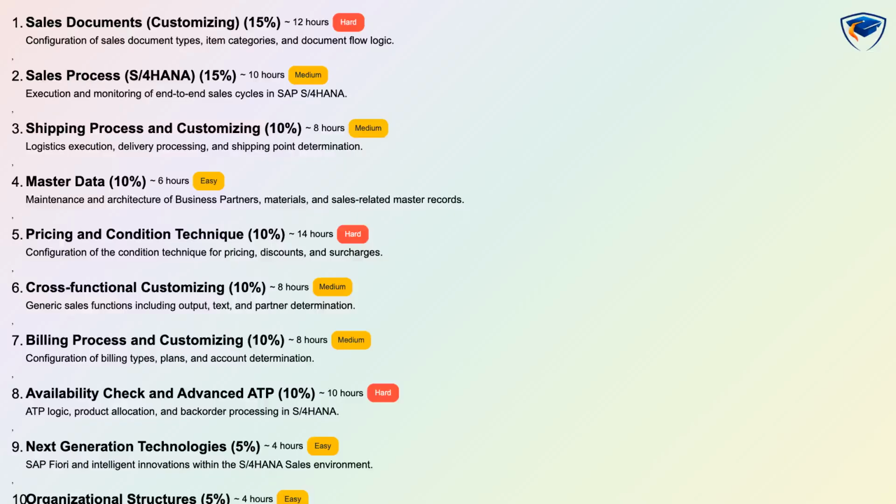The exam covers 10 domains with specific weights: sales documents, customizing 15%, sales process, S/4HANA, 15%, shipping process and customizing 10%, master data 10%, pricing and condition technique 10%, cross-functional customizing 10%, billing process and customizing 10%, availability check and advanced ATP 10%, next generation technologies 5%, and organizational structures 5%. Each domain description below explains the focus, key topics, difficulty, estimated learning time, and what you will be tested on.